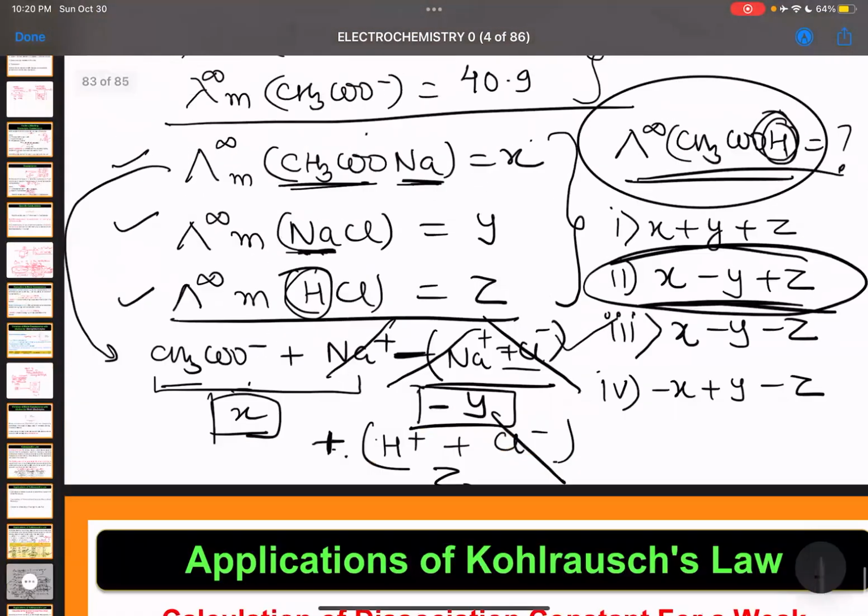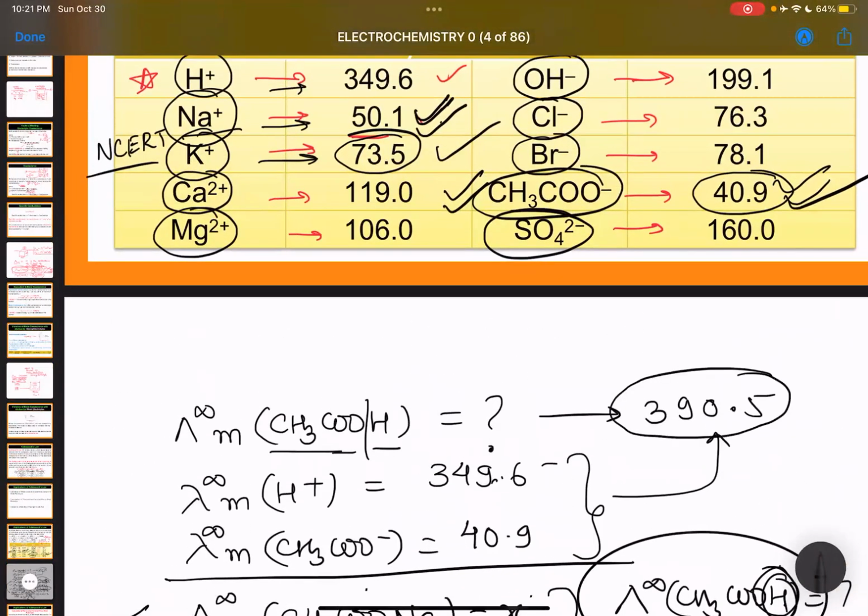Suppose for acetic acid, the molar conductance is 390.50. This is the limiting value. But suppose I give you some sample and you carry out the experiment, and I ask you to tell me the molar conductance of the acetic acid I have given you. It may not be infinitely dilute, it may be somewhat concentrated. Let's say it is 130.25.